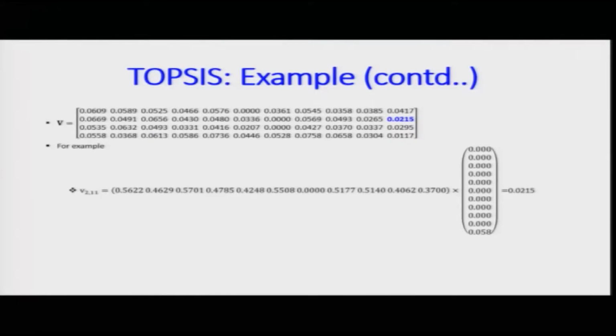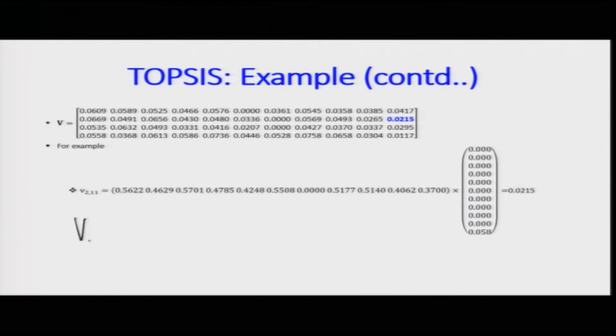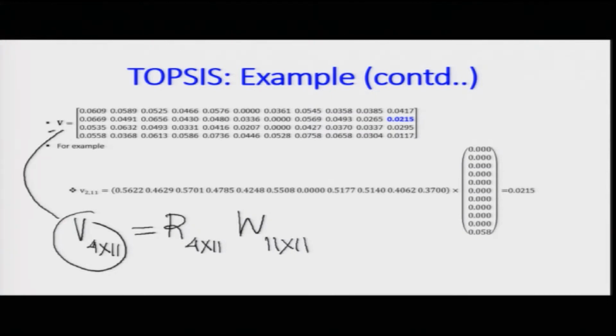Once I multiply them, this was not possible in one slide, so I have given the actual value of V. If you remember, V, which is 4 cross 11, was being calculated from R, which is 4 cross 11, into W, which was 11 cross 11. So, the value of V is given here.